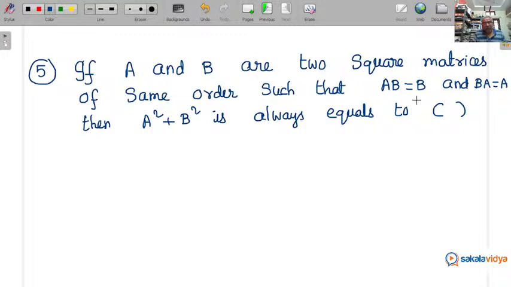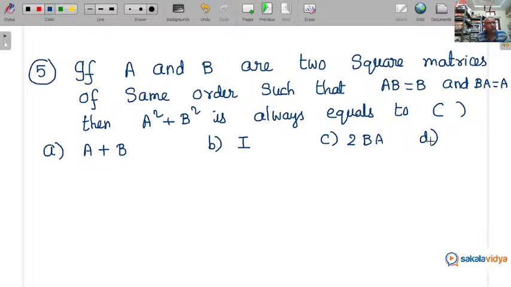If A and B are two square matrices, meaning number of rows and number of columns are equal, same order only, such that AB is equal to B and BA is equal to A, then A square plus B square equals to. First option, A plus B. This is a very important question. Option B, identity matrix I. Next is 2BA. D option is 2AB. Let us try to figure out this question now.